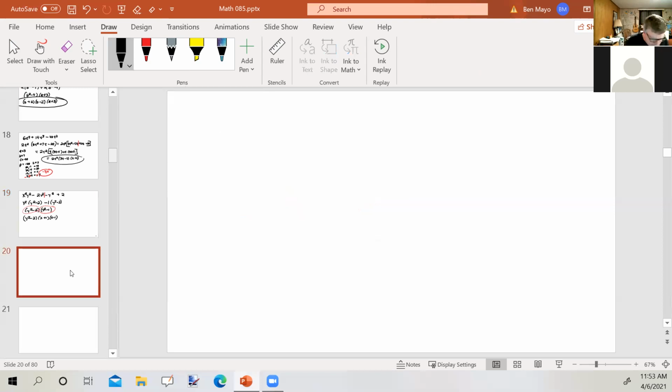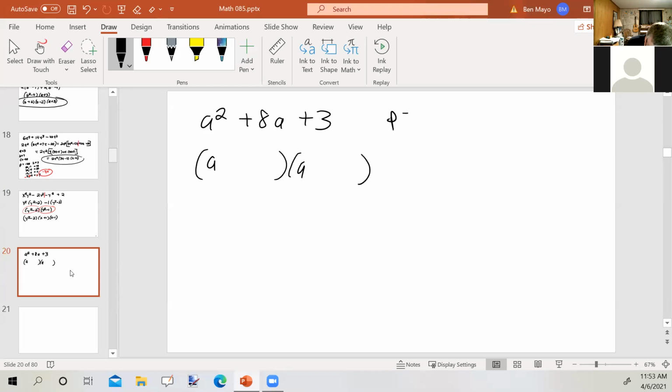All righty. How about this one? a squared plus 8a plus 3. So this is a trinomial. It's in standard form. It doesn't have a greatest common factor other than a 1. It's not a perfect square. It starts with a square, but it doesn't end with a square. It does have a leading coefficient of a 1, though. So we're going to split it up a and a. The product needs to be 3, and the sum needs to be 8.